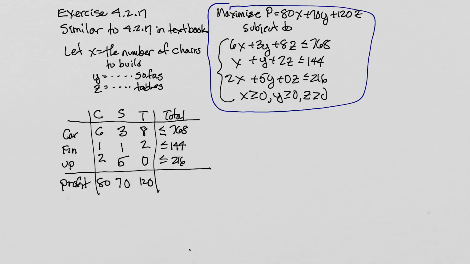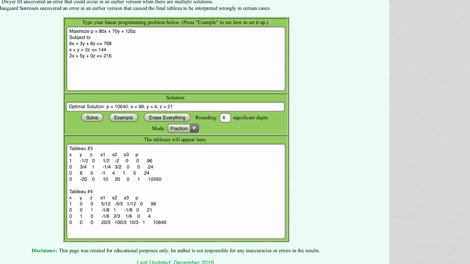So we're going to use Zweig Media to solve this. You can see I've entered our linear programming problem: maximize this function subject to these constraints. My mode is fraction. I have scrolled down to Tableau 4. Now this is 4 tableaus. You can imagine how much work this would be by pencil.